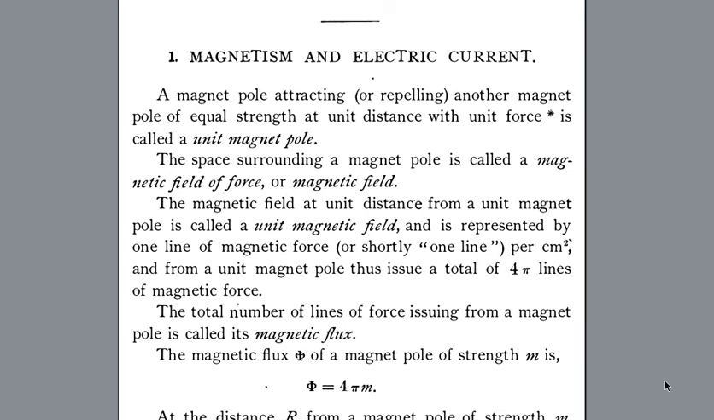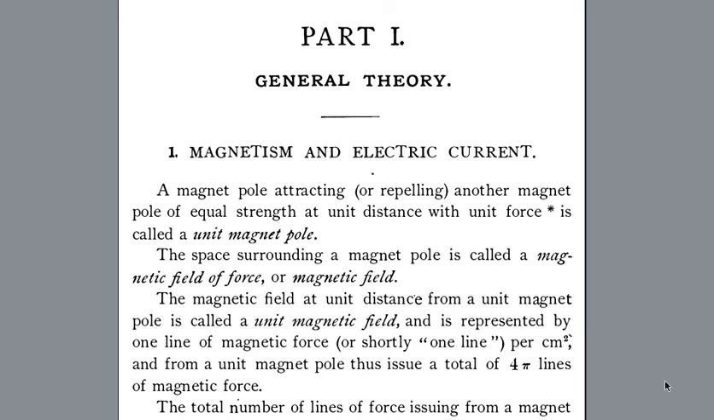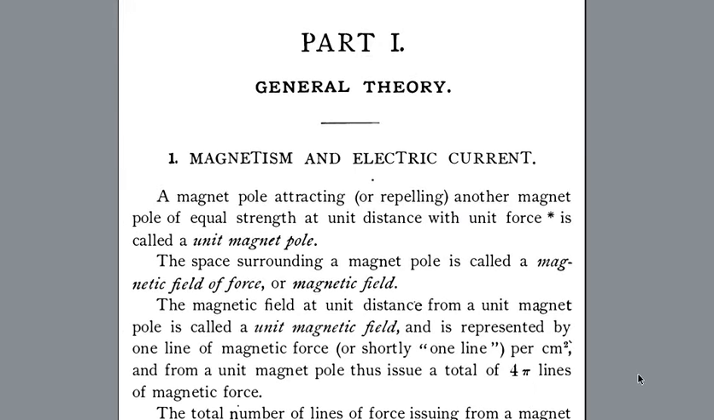Part 1. General Theory. 1. Magnetism and electric current. A magnet pole attracting or repelling another magnet pole of equal strength at unit distance with unit force is called a unit magnet pole.